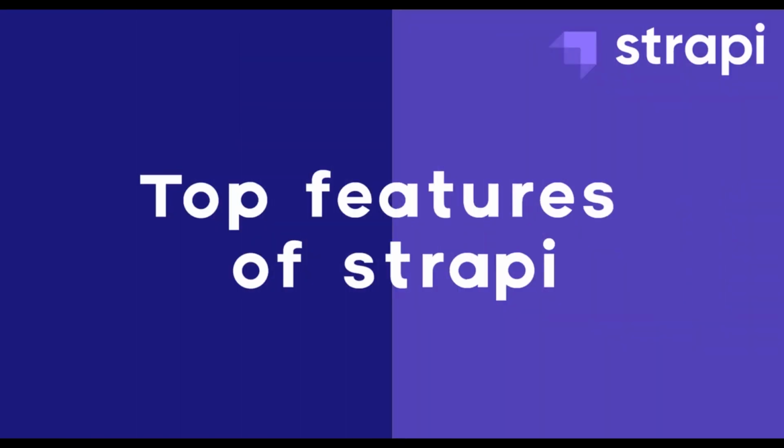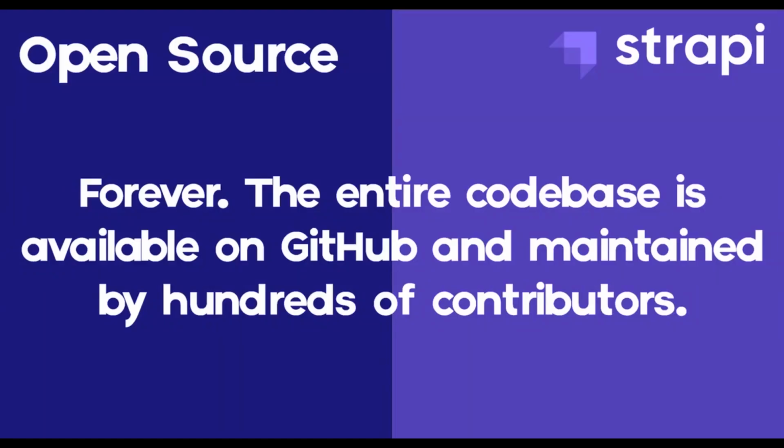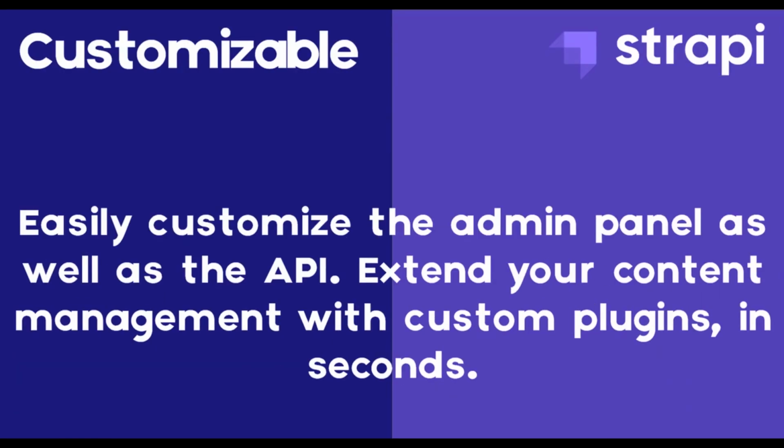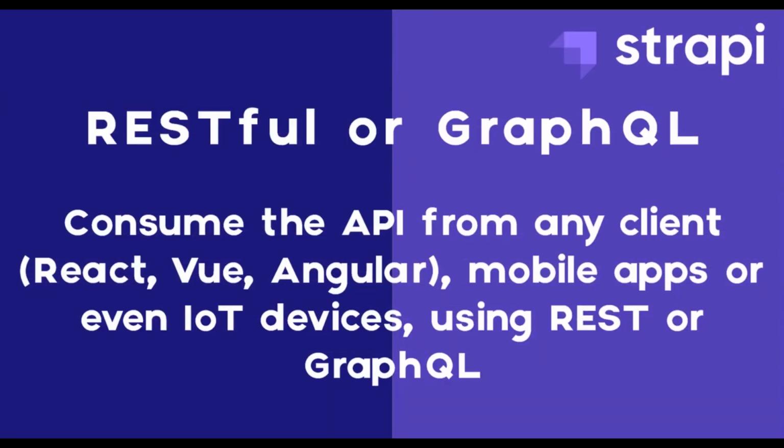So top features of Strapi, let's go ahead and talk about that. First, it's open source forever. The entire code base is available on GitHub and maintained by hundreds of developers and also contributors. It's fully customizable, and you can customize through the admin panel, extend your content management with custom plugins in seconds. So with Strapi, you can actually customize your data visually. You don't have to type a lot of code when you are using Strapi unless you wish to. So you can actually send data through your RESTful or your GraphQL, either send data or query data.